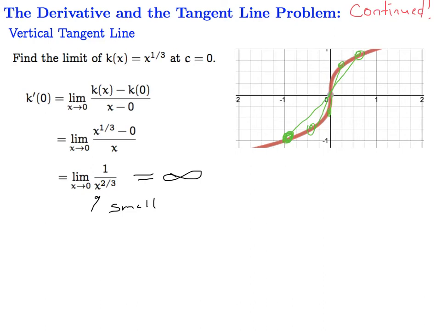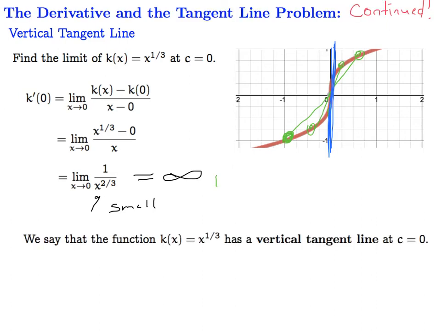And that's kind of what it looks like is happening here. It looks like our tangent line here is vertical, that it has infinite slope. And that's exactly what happened here. We had ourselves a vertical tangent line, infinite slope. So we're going to say that the function has a vertical tangent line at c equals 0.